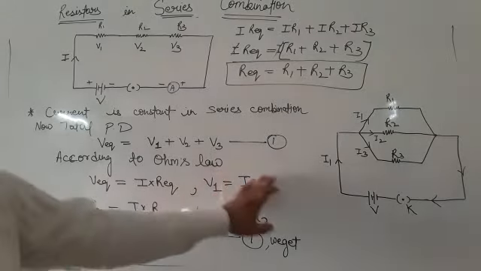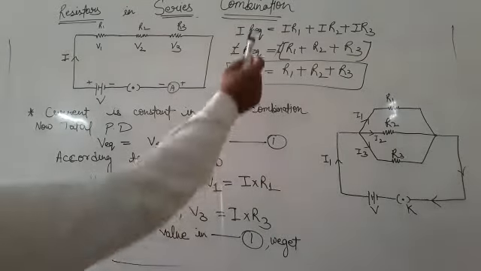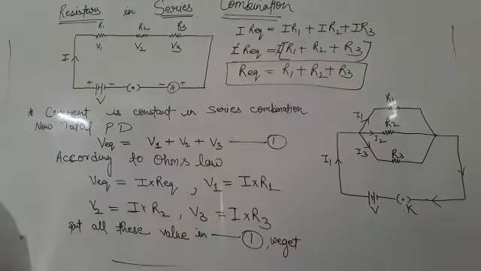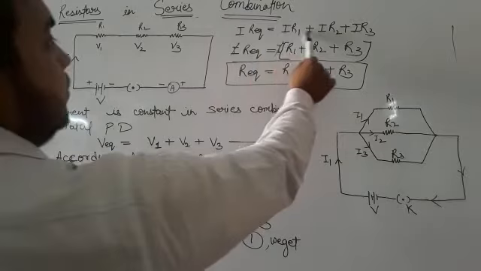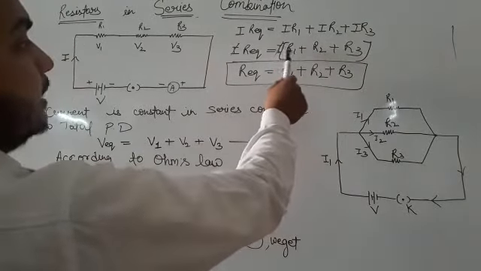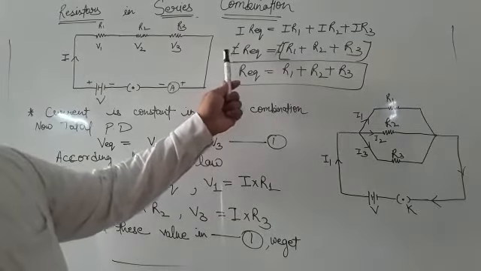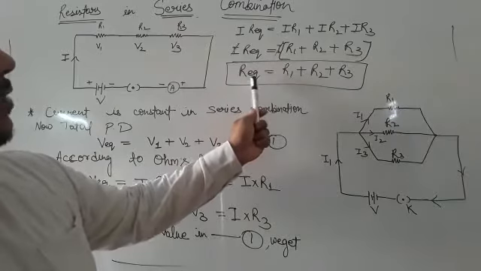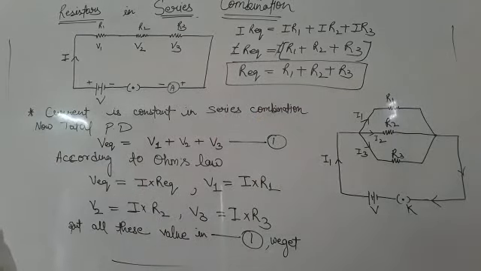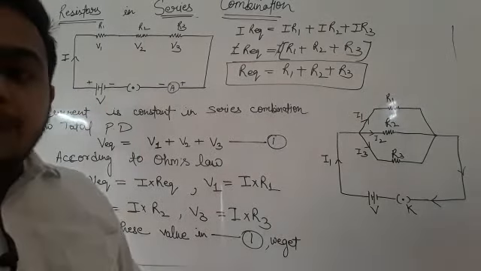Now put all the four values in equation number one, we get I R equivalent is equal to IR1 plus IR2 plus IR3. By taking I common from the right side, it becomes I in bracket R1 plus R2 plus R3. By cancelling I from both sides, it becomes R equivalent is equal to R1 plus R2 plus R3. This is the formula of resistance in series combination.